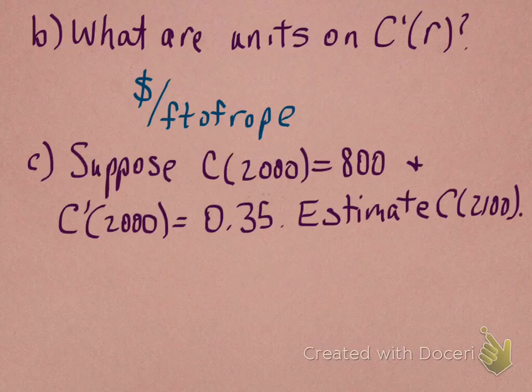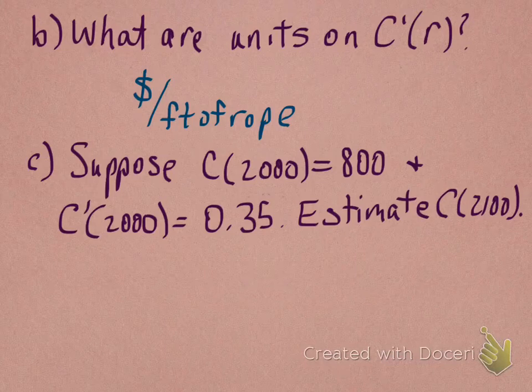For the last part, we want to estimate something. Suppose I know that C of 2,000 equals 800, in other words, it costs $800 to make 2,000 feet of rope. And suppose I also know that the derivative at 2,000 is equal to 0.35. I would like you to estimate C of 2,100.